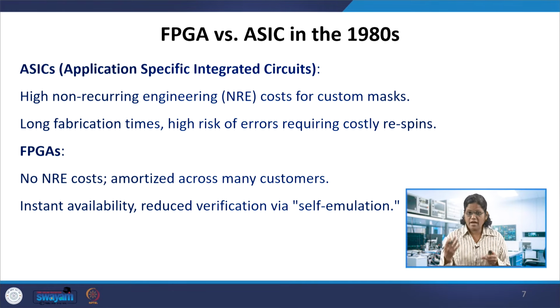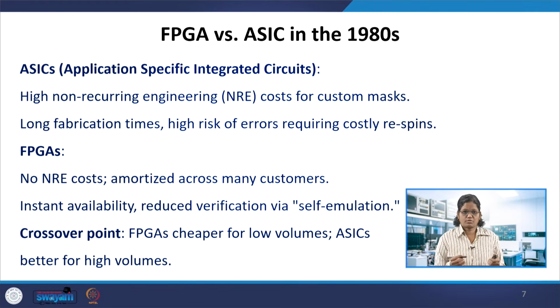In the case of ASICs, they have to do a lot of simulation to verify the functionality of the device. Whereas in the case of FPGAs, they had self emulation. Just download the program and check the outputs, that is the verification. Download and try, that would be the emulation part. So self emulation was very useful in the case of FPGAs in the 1980s, and it reduced most of the verification compared to ASICs during that age.